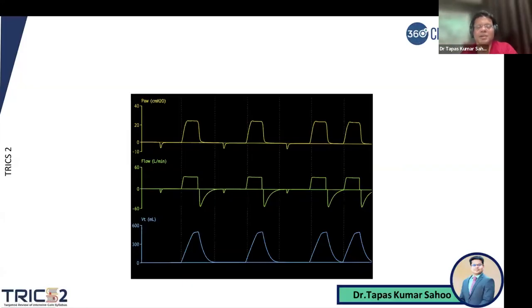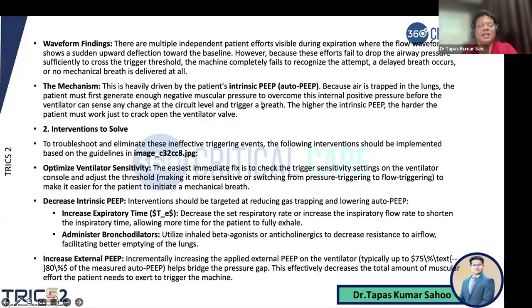Okay. Now the bedside monitor displays a waveform like this. Now what is happening here? There is something happening in between. So this is the auto PEEP which is happening, and as a result, the patient is having multiple independent patient efforts visible during the expiration, where the flow waveform shows a sudden upward deflection towards the baseline. But these efforts are actually failing to drop the airway pressure sufficiently to cross the trigger threshold. As a result, what is happening? The machine is completely failing to recognize the attempt. As a result, there is a delayed breath or no mechanical breath delivered.